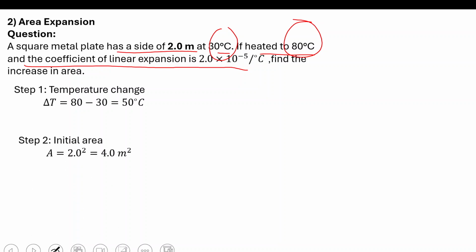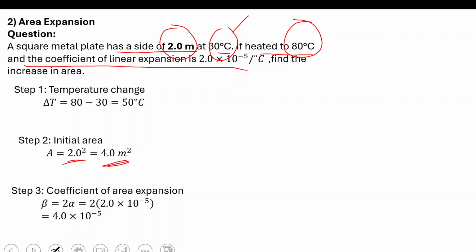And then the initial area is given by one of the sides raised to power 2, right? Because if it is a square shape, the area will be length times length. That's length squared. So from the length given for one of the sides, I can get the area. So I'm getting the area of the plate at the initial point, when it is 30 degrees C.